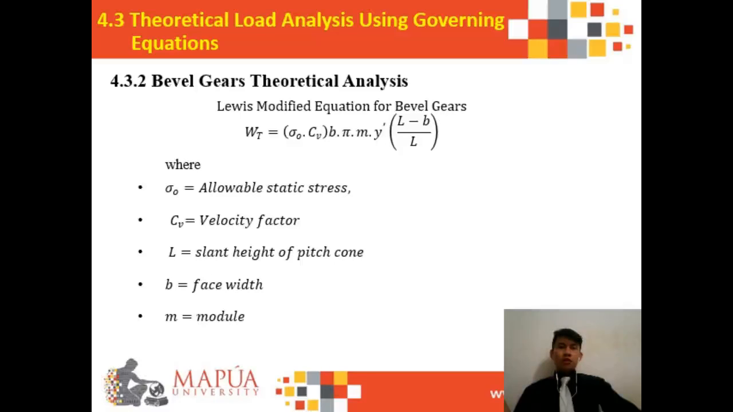Same with the material of the bevel gear. The same theoretical analysis was used on the bevel gear, except that the Lewis equation is modified by multiplying a factor called the bevel factor. And this equation came from the machine design book by Khurmi.